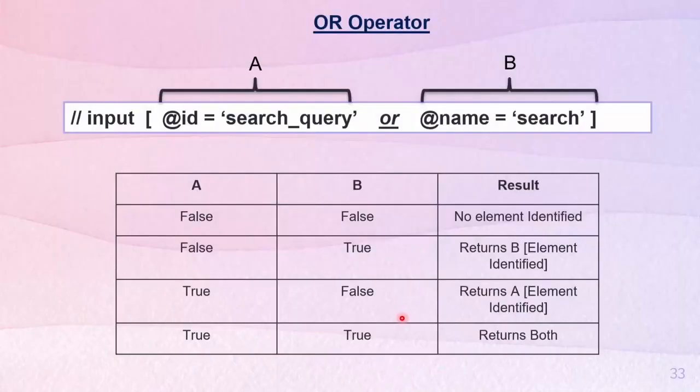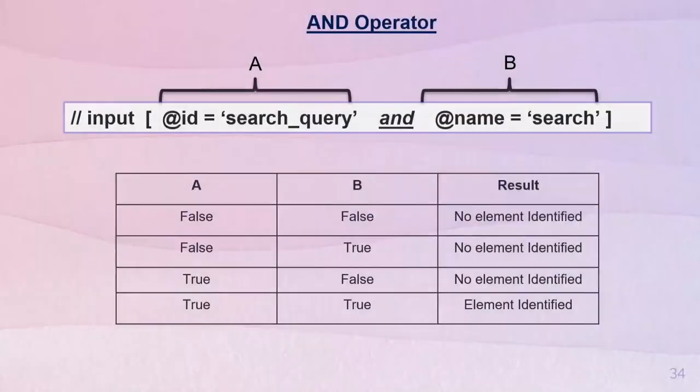So that is the difference between the AND operator and the OR operator. Here you can see the element is identified in all the cases except if both the attribute values are wrong. Whereas over here the element is identified in only one case, that is both the ID as well as the name attribute value should be correct. That is, it should be the same as it is mentioned in the HTML DOM structure. So this is the difference between the OR operator and the AND operator.